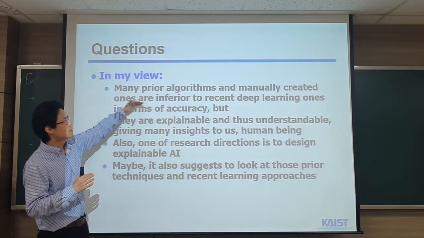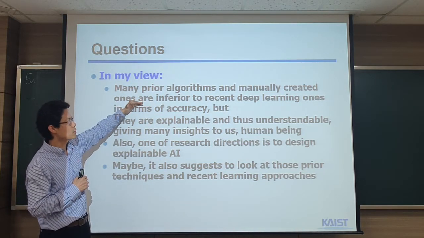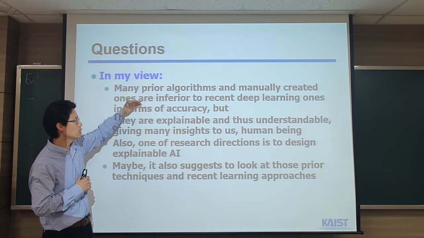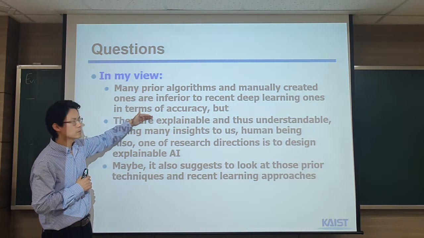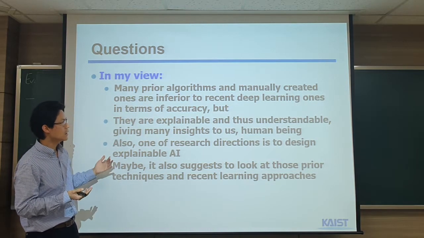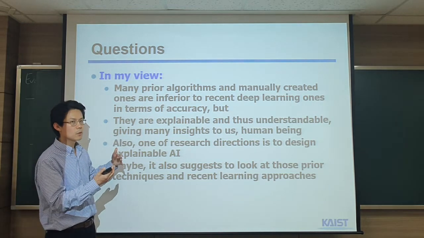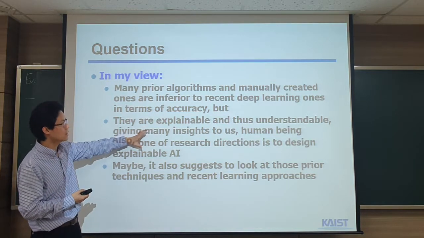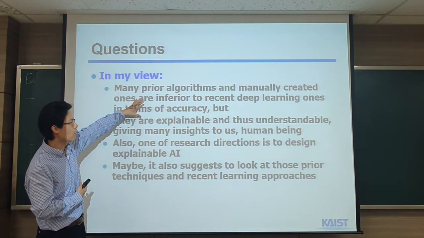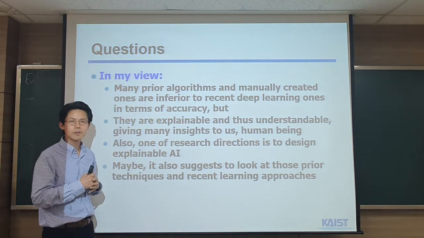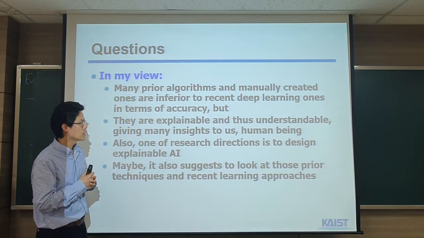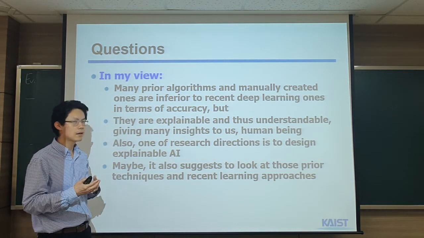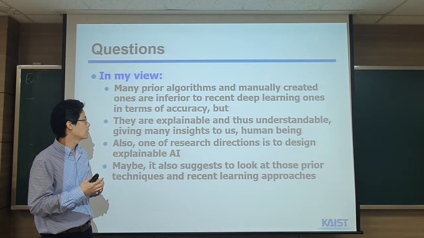But some of the prior techniques, while they show lower accuracy and lower performance, are in a way explainable. So I think this suggests that we can somehow combine them together. We can design hybrid techniques between learning techniques and some of the old techniques. I think there's some hope that we can design a technique with high accuracy which is also explainable.